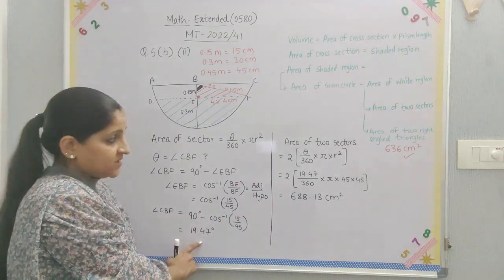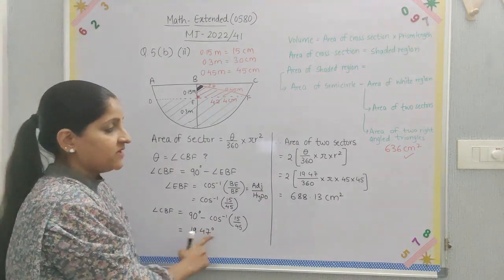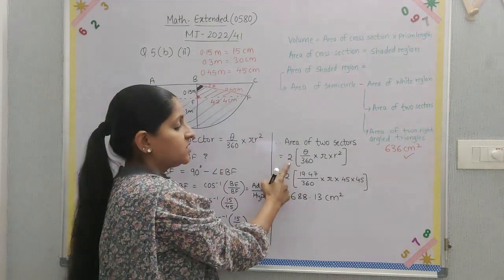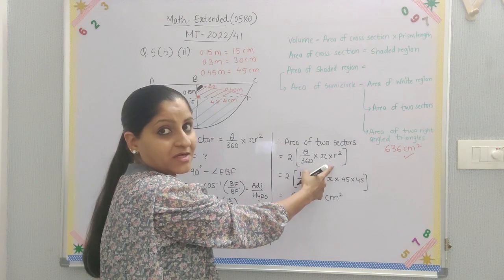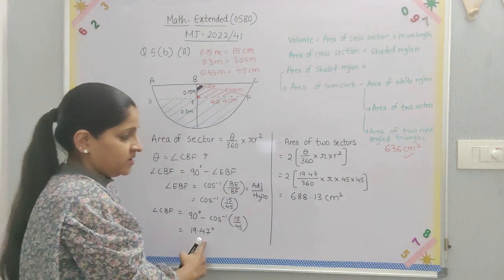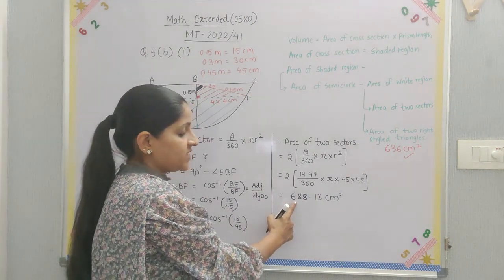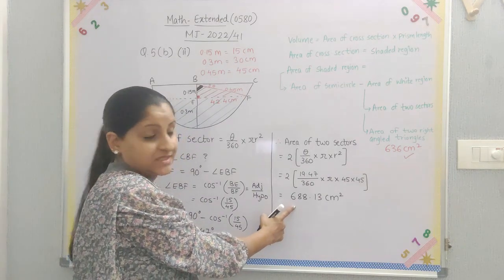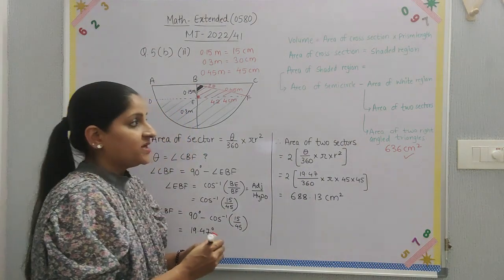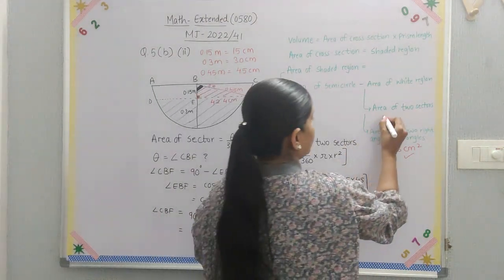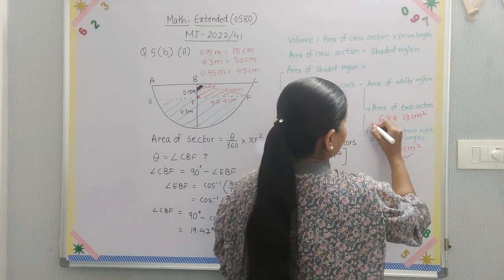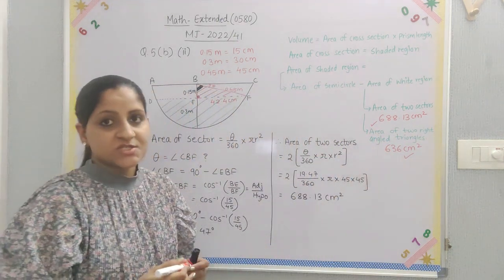After I have obtained angle theta, that is 19.47, I have to work out the area of two sectors. So area of two sectors will be 2 times theta upon 360 pi r square. After substituting the value for theta as 19.47 that I obtained here, I get the answer for area of two sectors as 688.13 centimeter square. So the answer for the second stage of our working is also obtained. That is 688.13 centimeter square. So here we are done with two stages of our working.